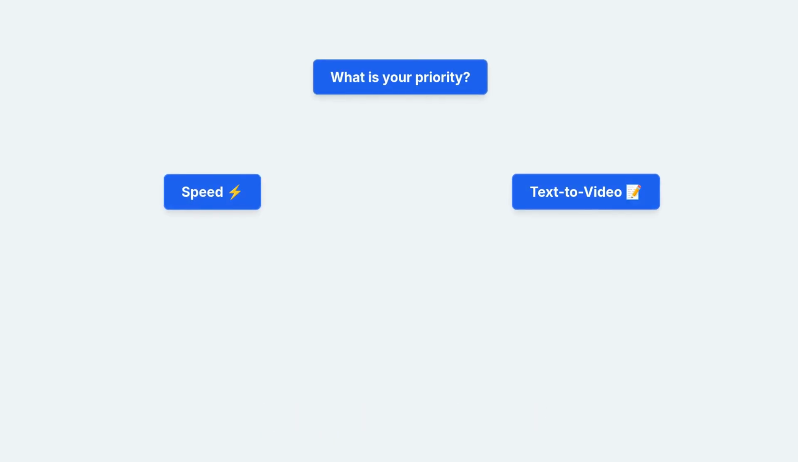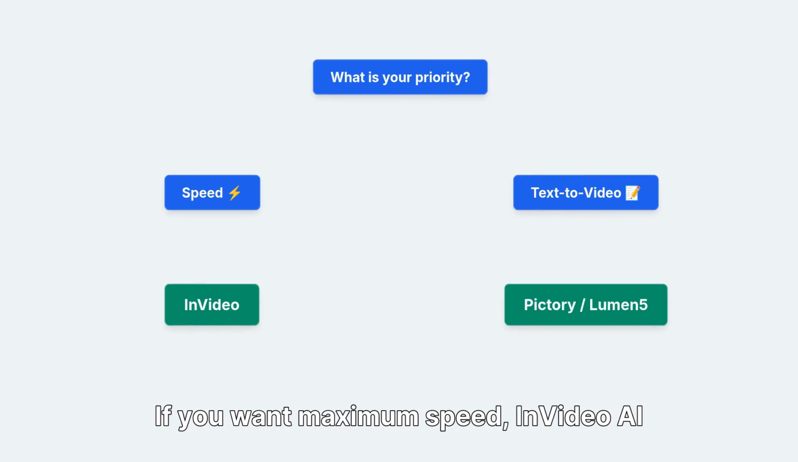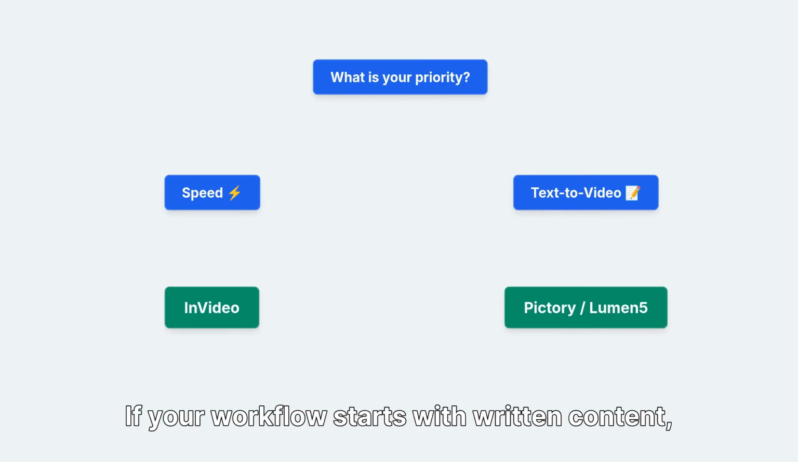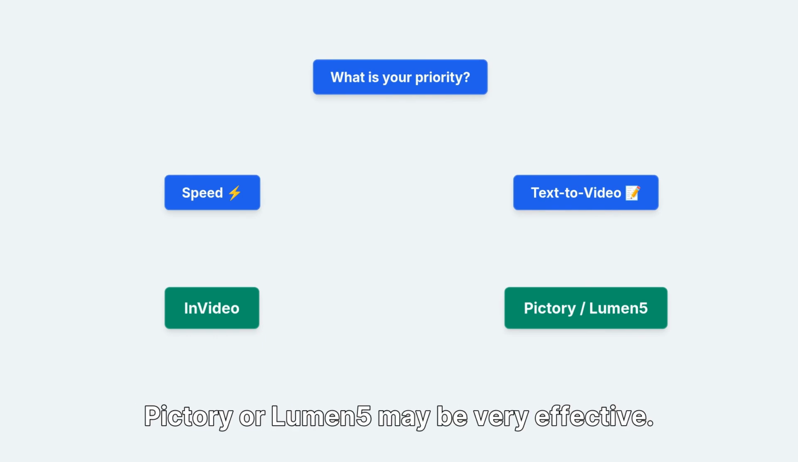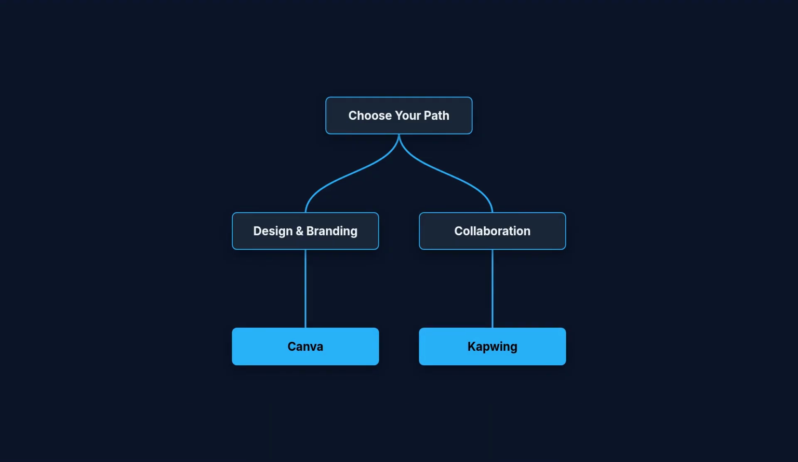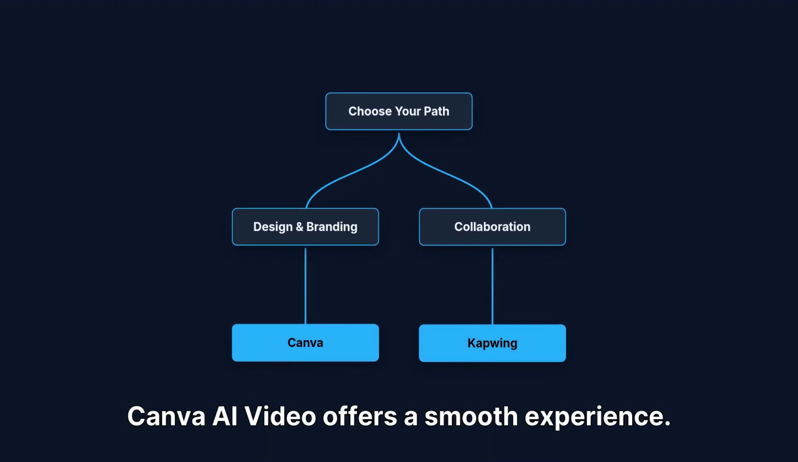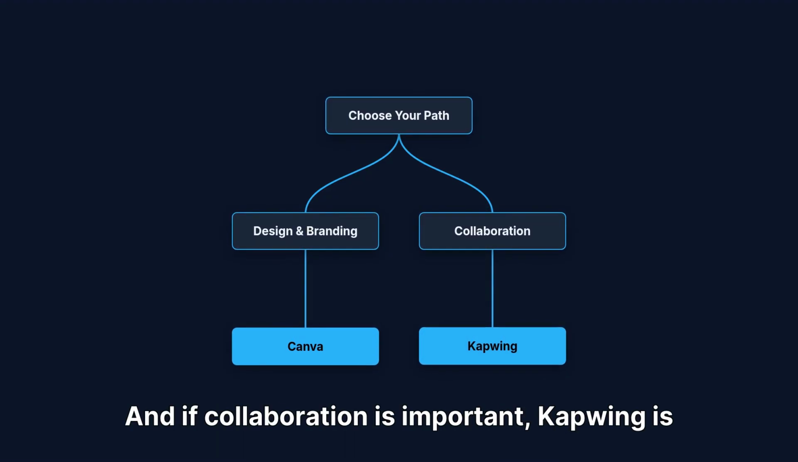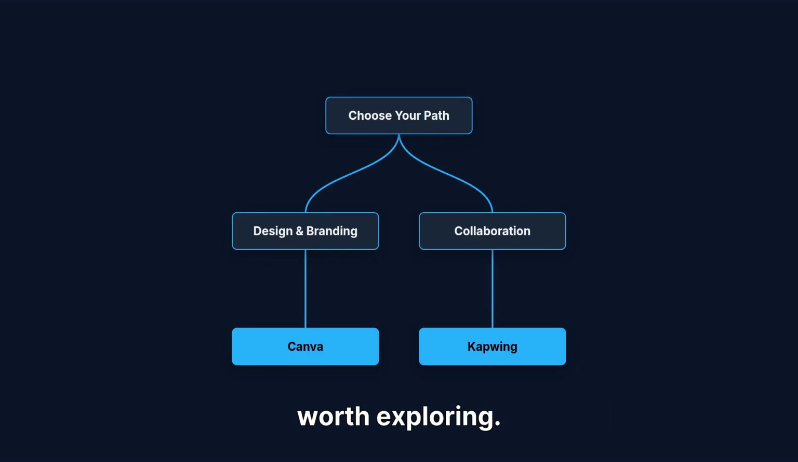So how do you choose? If you want maximum speed, InVideo AI is a strong choice. If your workflow starts with written content, Pictory or Lumen 5 may be very effective. If you already use Canva for design, Canva AI Video offers a smooth experience. And if collaboration is important, Kapwing is worth exploring.